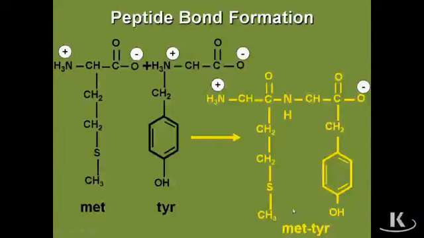So, in the end, now we have a dipeptide shown here with methionine and tyrosine linked together through this very strong peptide bond. This process will occur over and over and over again as a protein builds itself, so that in the end, you're going to have an oligopeptide, and then eventually a very long protein structure.